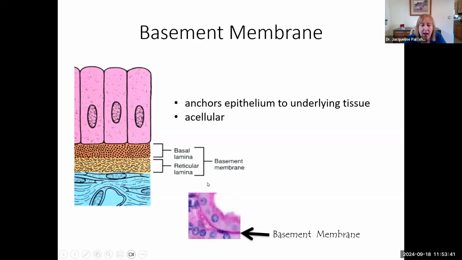When we look at photomicrographs, here is the epithelium, here's the lumen, so that's the surface where stuff is secreted. And the basement membrane we usually can see because it usually stains due to the chemicals in this acellular stuff. It usually stains quite obviously.